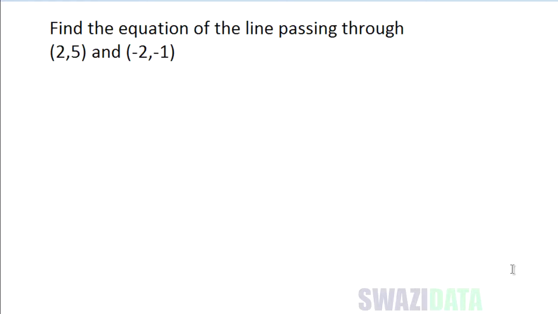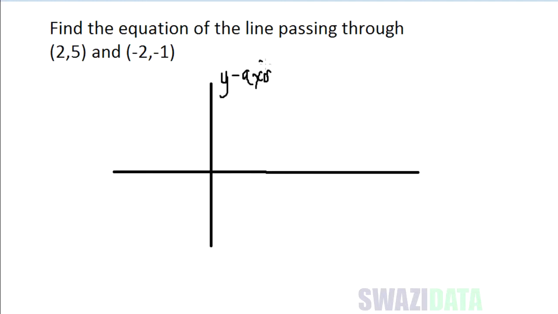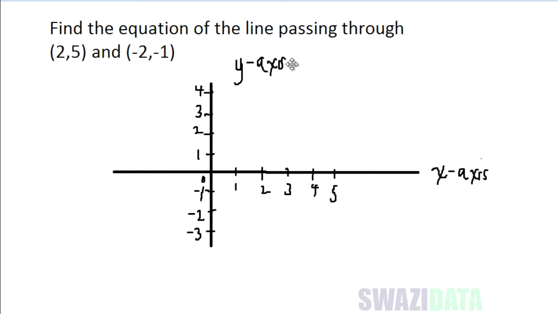Find the equation of the line passing through (2, 5) and (-2, -1). Let's look at the first point.